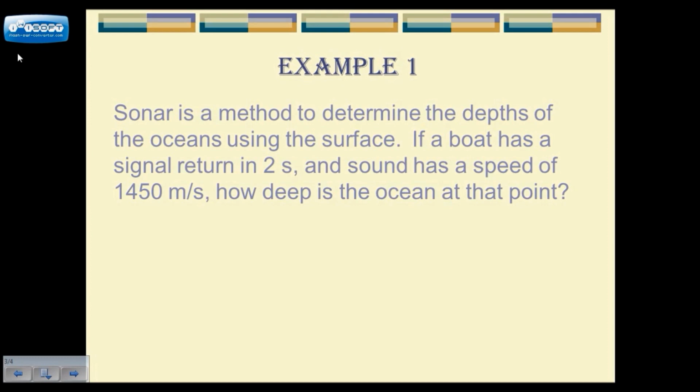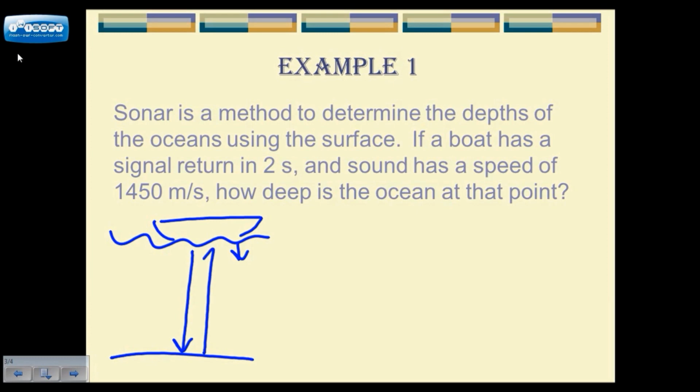So this is sonar. Sonar is what boats use to figure out how deep the water is underneath them. We use this for mapping the ocean floor, as well as just figuring out military-wise if there are submarines or anything like that. So sonar is a method to use to determine the depths of the ocean. And how it works is that you have water, and you have the ocean bottom, and our boat sends out a signal. And the signal goes down to the ocean bottom and back up. So in this example, if this takes 2 seconds, and we have a speed in the water of 1450 meters per second, notice this is much faster than in air, then we're trying to figure out how deep the ocean is in this particular location.